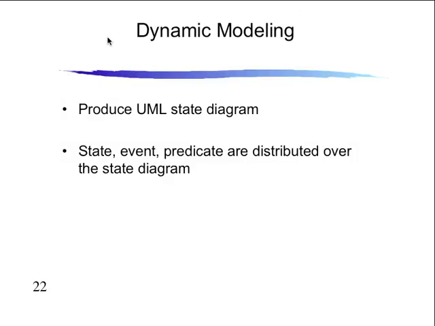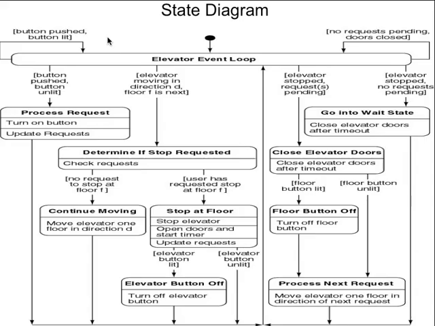So dynamic modeling, our next category of modeling. You produce UML state diagrams, not the same as an activity diagram. So it's a little different. In the state diagram, we have a state, we have events. We can have a predicate for maybe distributing over a particular state diagram. Here's the state diagram for this elevator.